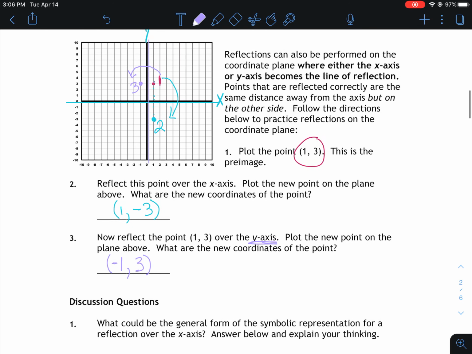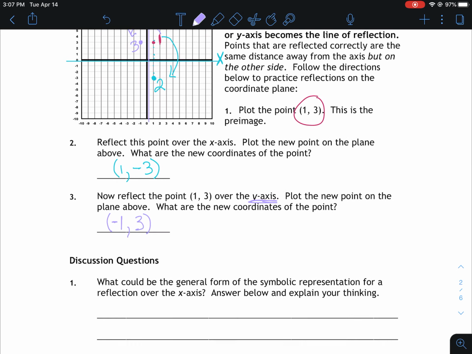Okay. So down here it says, for a discussion question, what could be a general form of symbolic representation for a reflection over the x-axis? Answer below and explain your thinking. So go ahead and write something there. I'm going to show you what the symbolic representation actually is, but if you remember from translations, when we had parentheses x plus 2, comma y, that meant that we were going 2 to the right when we were translating a point. So what do you think happens when we go from our original point 1 and reflect it over the x-axis so we get point 2?